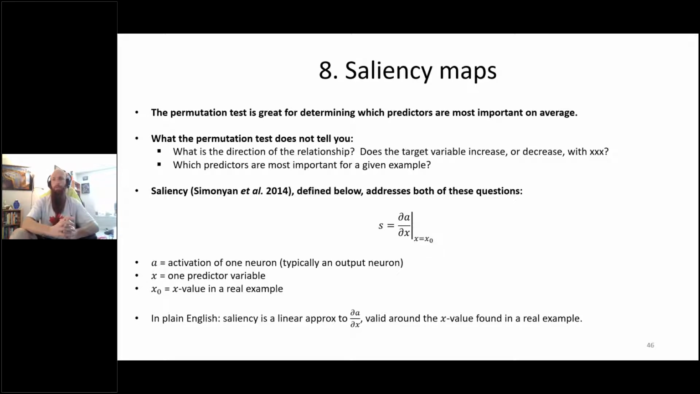To tell you what's good about the different interpretation methods, the permutation test is great for determining which predictors are most important on average, because you're averaging over your entire data set, in this case the testing set. I apologize, I forgot to replace this triple X thing with the Microsoft math equation stuff. This is supposed to read X subscript J. I left these as a placeholder for myself and forgot to fill them all.